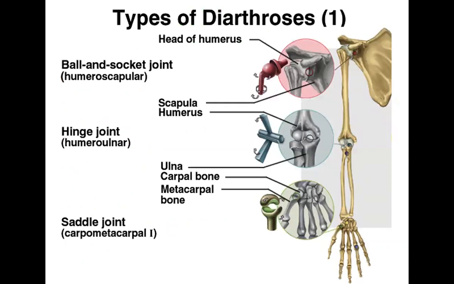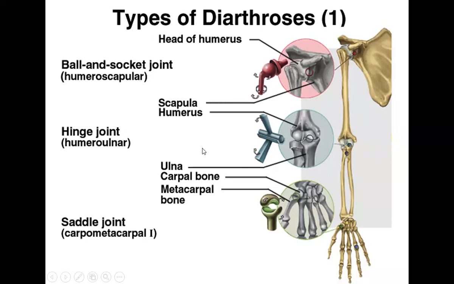Here are some pictures showing the different types of joints. Here, the head of the humerus and the glenoid cavity of the scapula form the ball and socket type. Then the second type of joint is at the elbow. This is called the hinge joint, the humero-ulnar joint, between the humerus above and the radius and ulna below, especially the radius bone here.